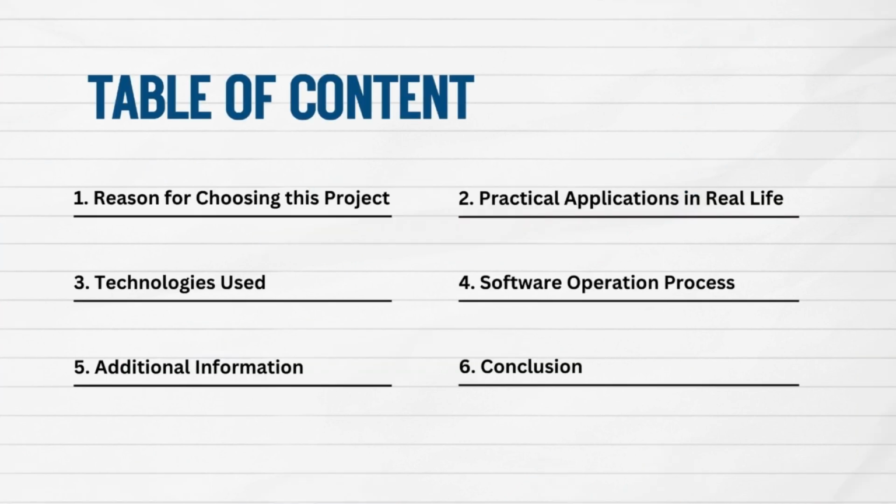So let's look at the table of contents. The first one is reason for choosing this project. The second one is practical application in real life. Next is technologies used. The next part is software operation process, additional information, and the last part is conclusion. So let's move to the first part.